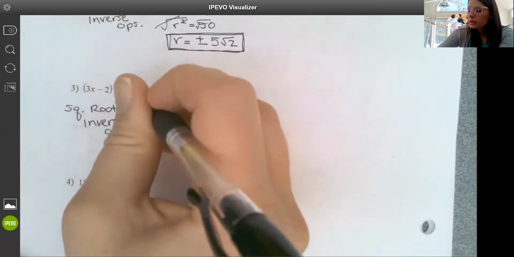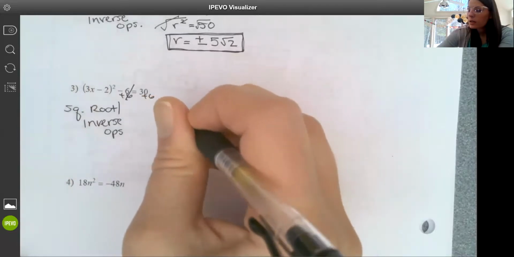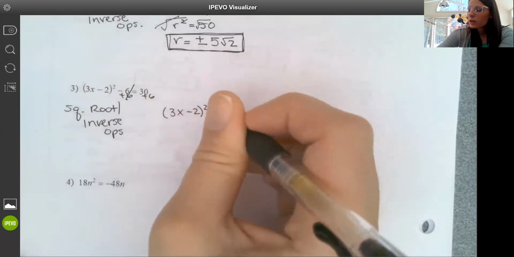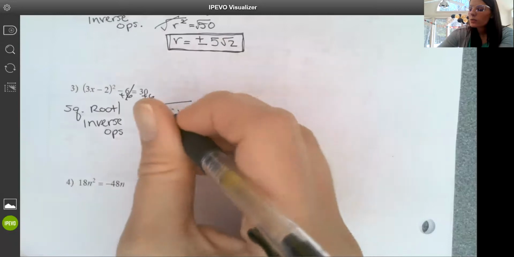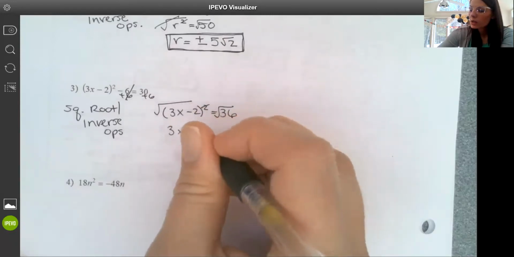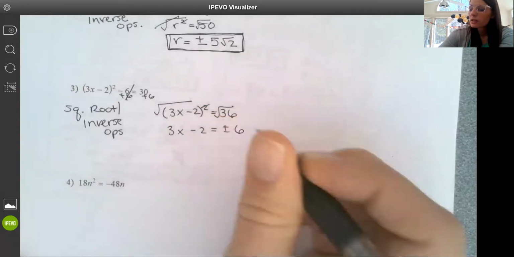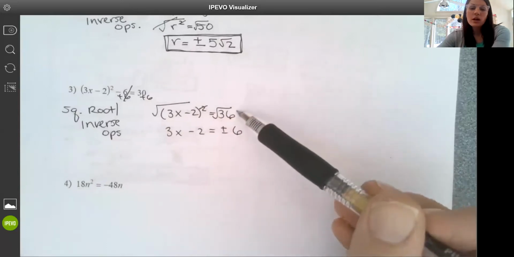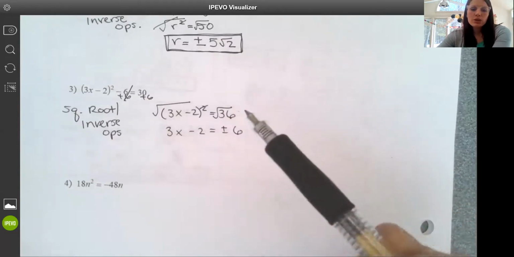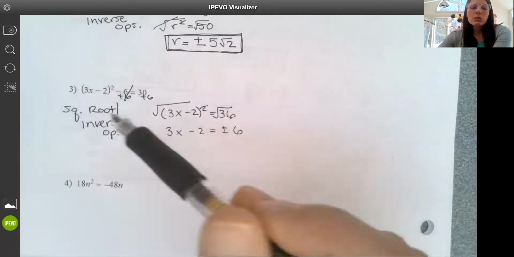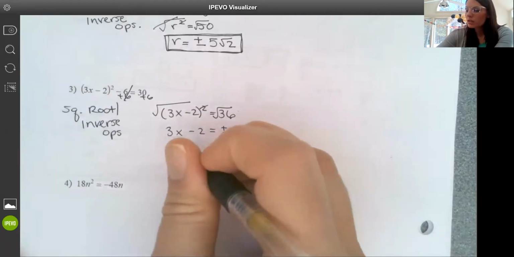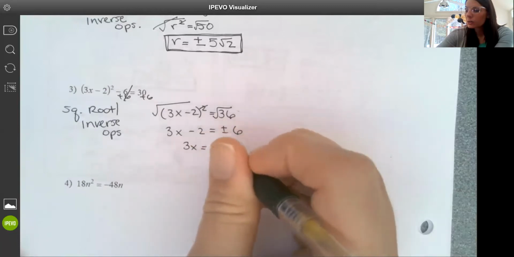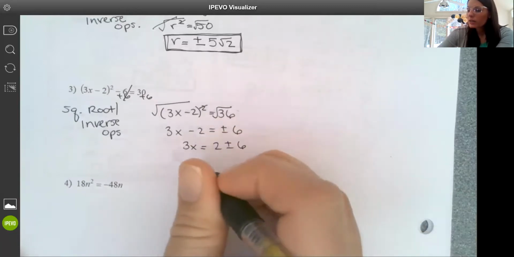So add 6: 3x minus 2 squared equals 36. Square root: 3x minus 2 equals plus or minus 6. Now, because this was a perfect square, I know that this is one that could have also been factored. But this is going to be my most efficient way to get my solutions, just continuing to use inverse operations. So add 2 over and divide by 3.